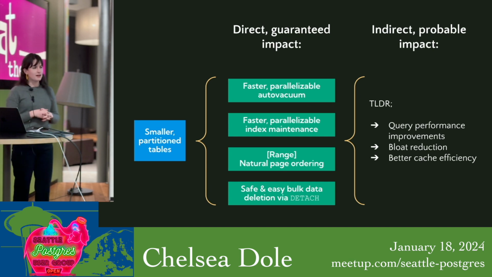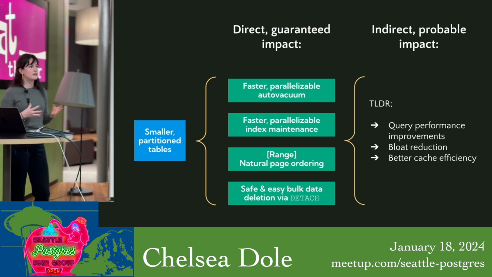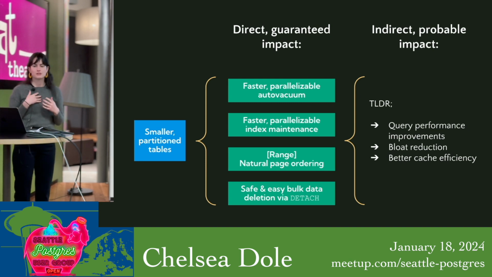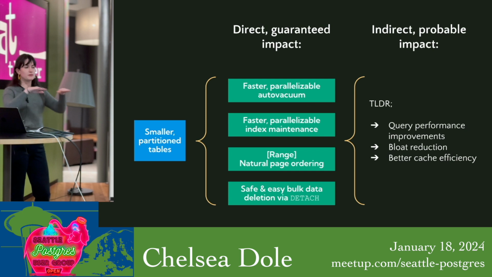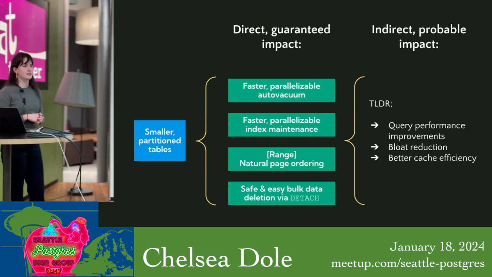So the guaranteed impact that you would see includes faster parallelizable auto-vacuum. The reason you would get this is because from Postgres' perspective, partitioned tables are just tables. I sometimes myself think of partitioning as a user experience thing for Postgres DBAs, because you as a user see one table with different places the tuples live, but Postgres just sees a bunch of tables. So Postgres is going to be able to run auto-vacuum in a faster, more parallelizable way, because it can be auto-vacuuming smaller tables at once. Same thing goes for index maintenance.